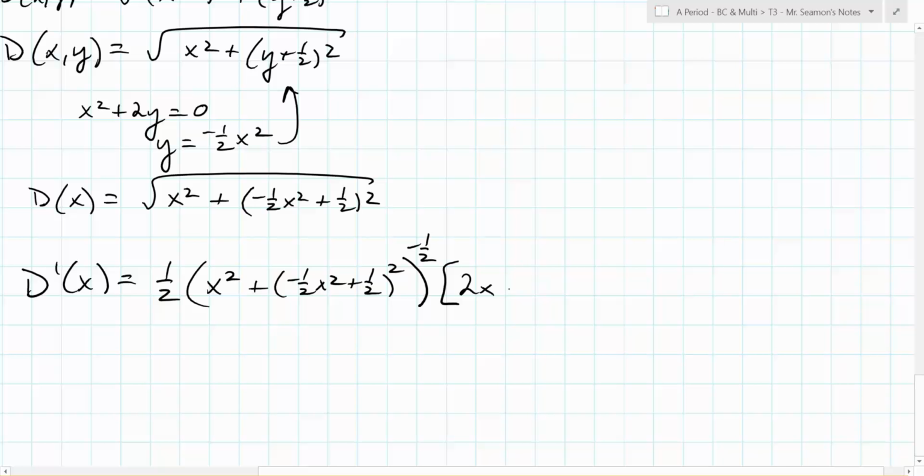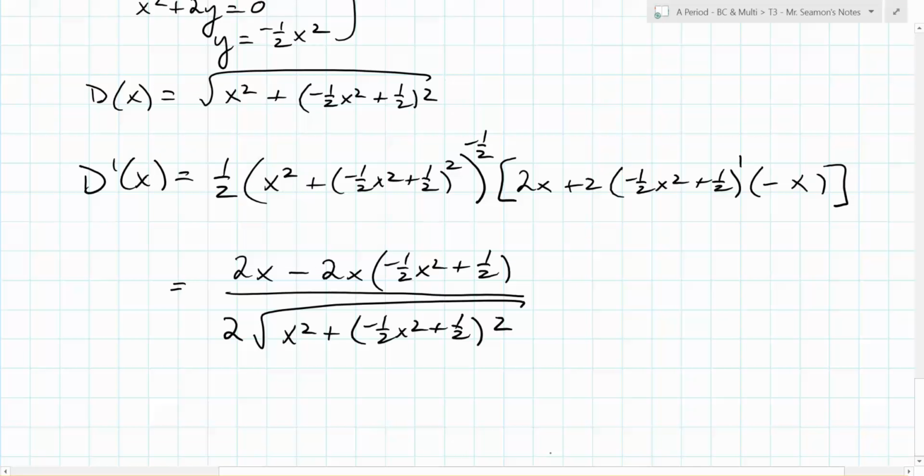2x, minus, oh sorry, plus, I've got to be careful here, plus 2 times -1/2 x squared plus 1/2 to the what power? 1 times what? -2x, like this. Oh, it's just -x because it cancels with the, yeah, -x like this. How's that look? Is that decent right there?